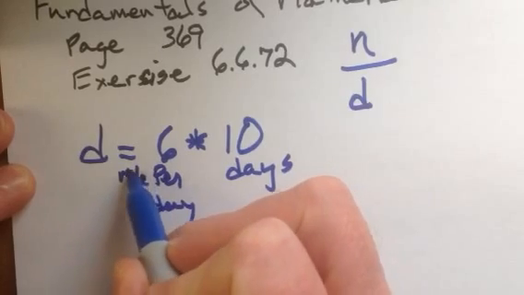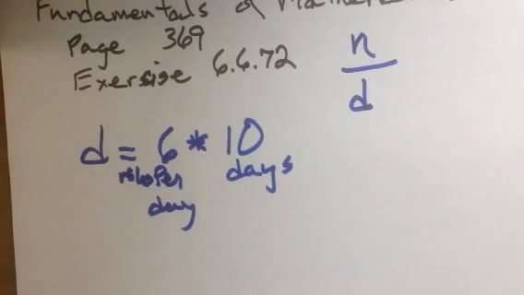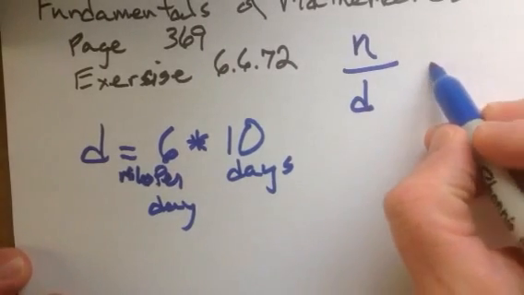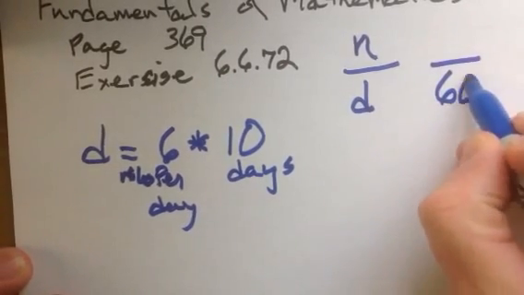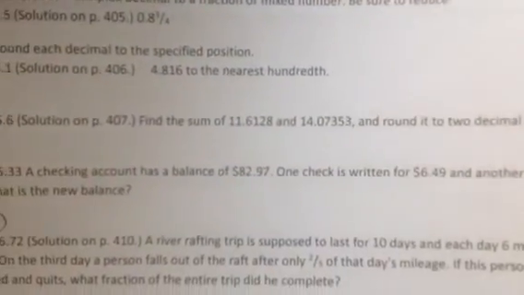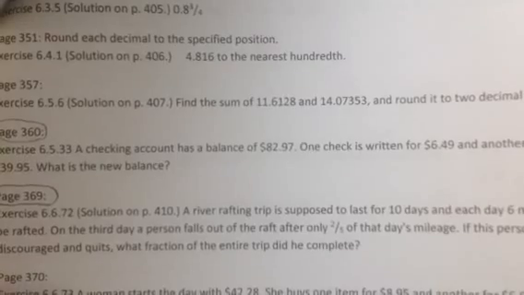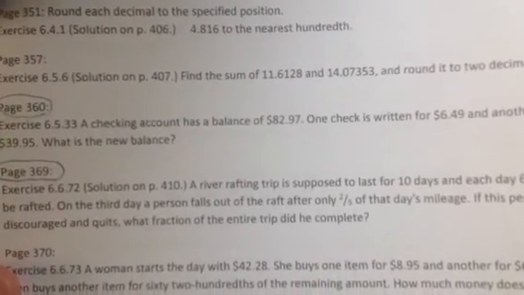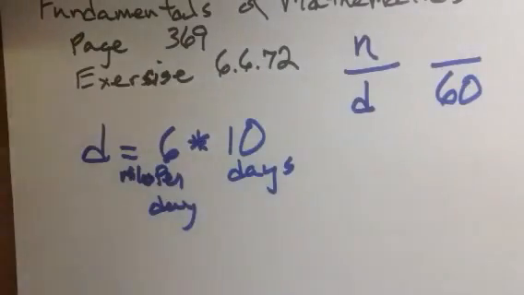Miles per day. Okay? Now we've got to figure out this n, the numerator. So we now know d is 60. Okay? That's the whole. Now let's figure out the part. All right, what other information are we given here? Okay, the person falls out of the raft after only 2/5 of the day's mileage on the third day. So what do we have?